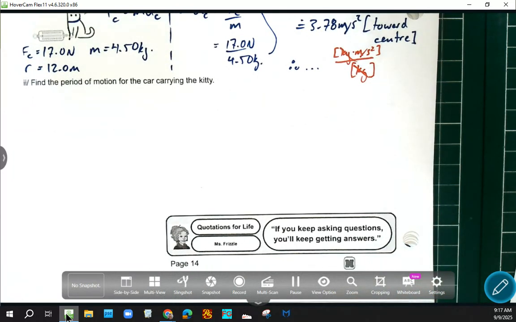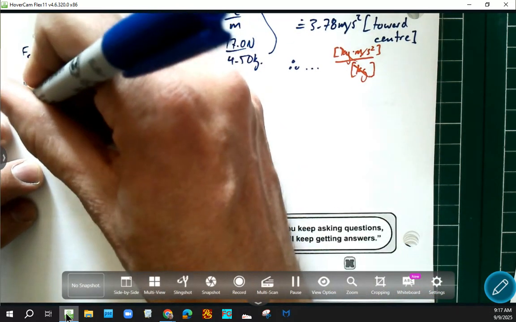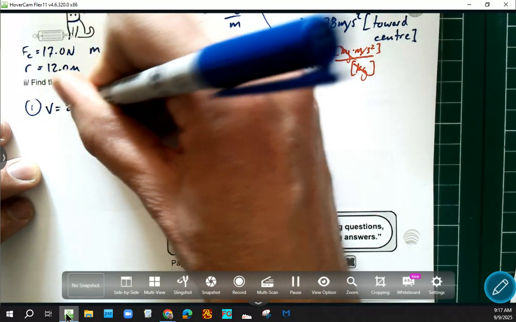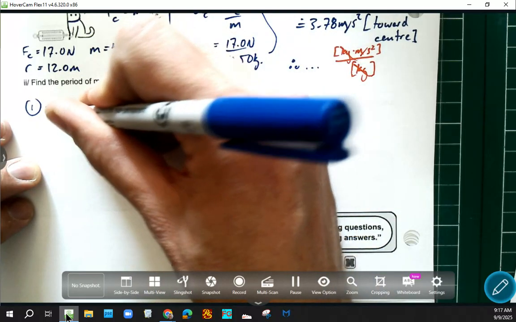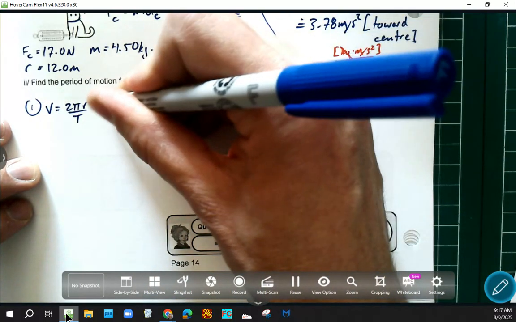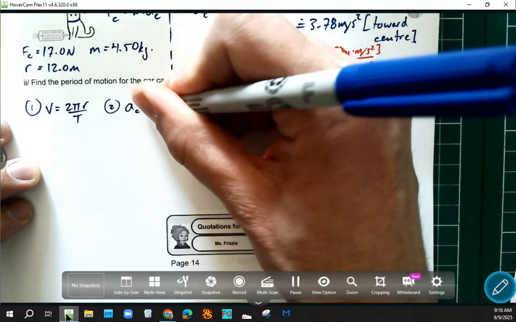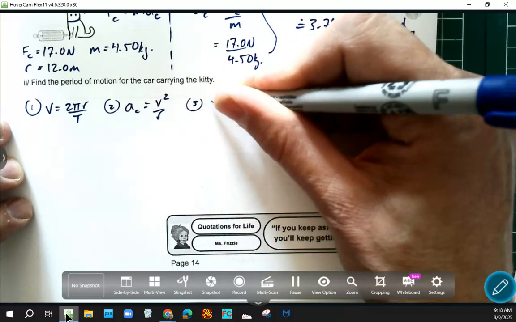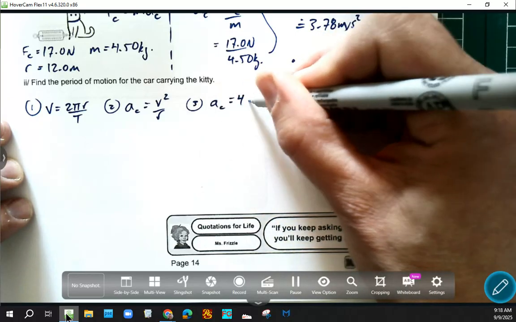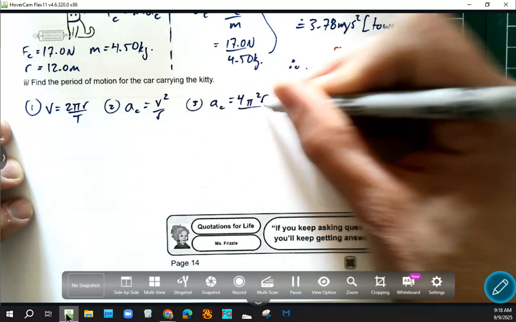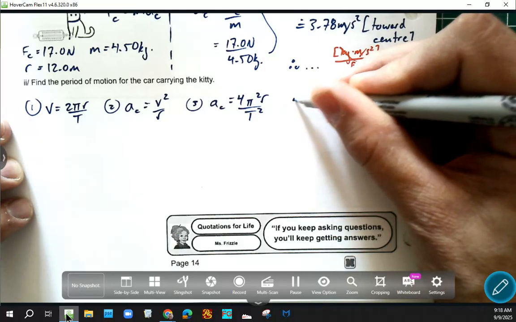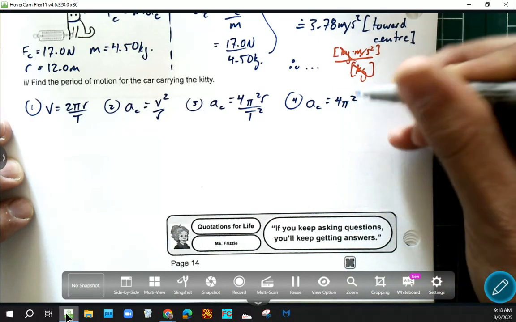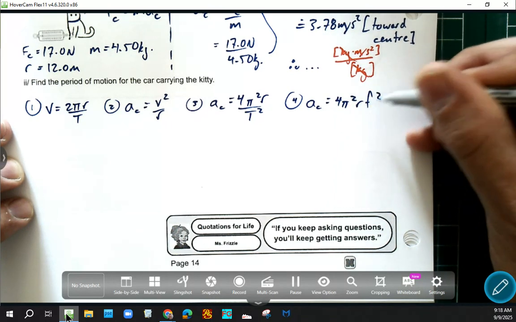It says, find the period of motion for the car carrying the kitty. Well, I want to lay out those equations that we had before. I'll call them equation 1: v is equal to 2 pi r divided by period. I know I didn't call it equation 1 before, but I'm going to call it equation 1 now. Equation 2: AC is equal to v squared over r. Equation 3: AC equals 4 pi squared r over period squared. And equation 4: AC equals 4 pi squared r f squared.